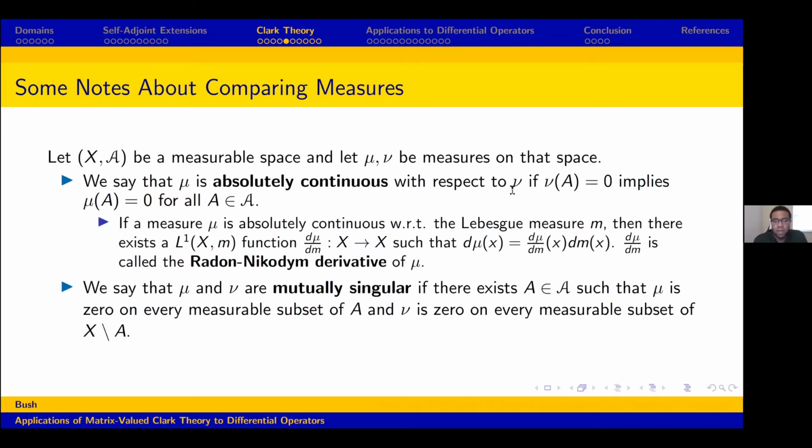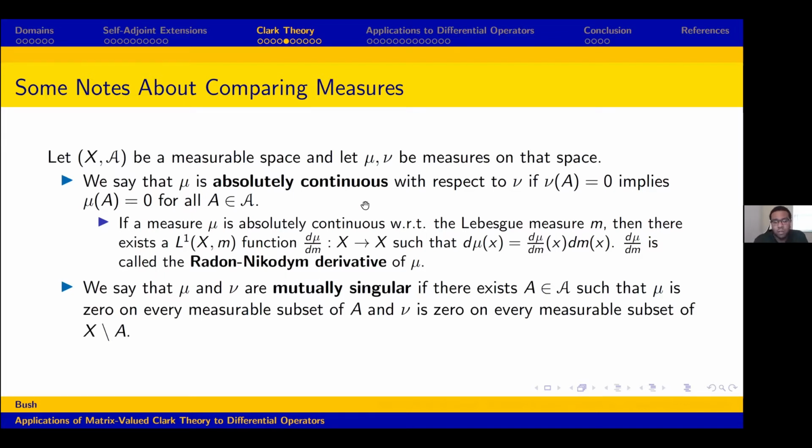And furthermore, if a measure is absolutely continuous with respect to the Lebesgue measure, which I'm going to denote by M in this talk, then there exists an L1 function, so a Lebesgue integrable function, which we're going to denote by d mu dm, such that integrating against our measure mu is the same as integrating against the Lebesgue measure with this weight d mu dm. And that looks like the chain rule, and it essentially is the chain rule for measures, and because of that, we call this quantity a derivative, specifically the Radon-Nikodym derivative of mu.